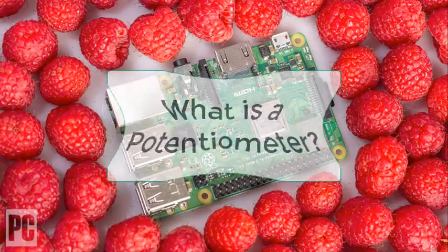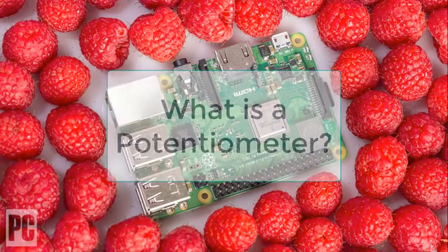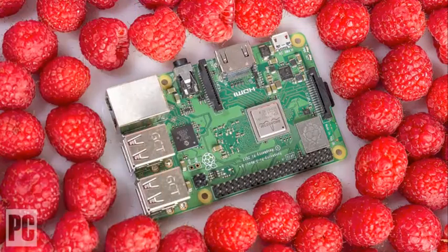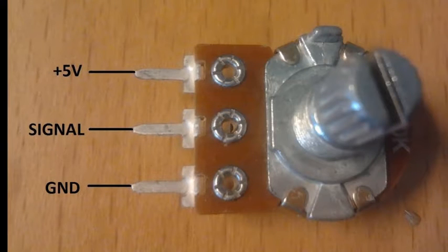So what is a potentiometer? A potentiometer is a 3-terminal resistor with a sliding or rotating contact that forms an adjustable voltage divider. Potentiometers are commonly used to control electrical devices such as volume controls on audio equipment. The first terminal is allocated for the ground and the middle part is for the signal, and lastly, the last terminal is allocated for the 5 volts.